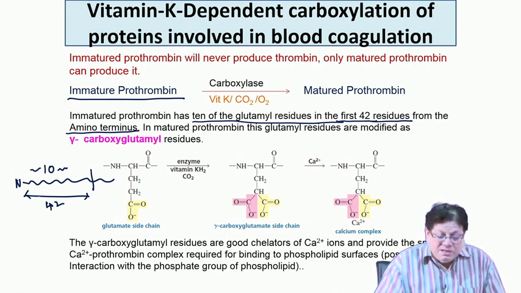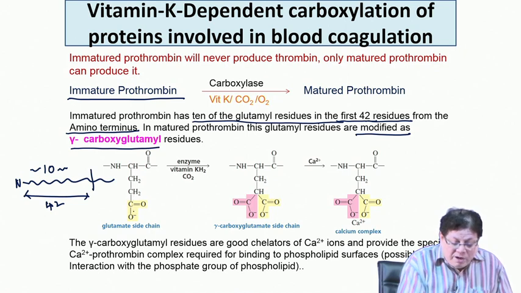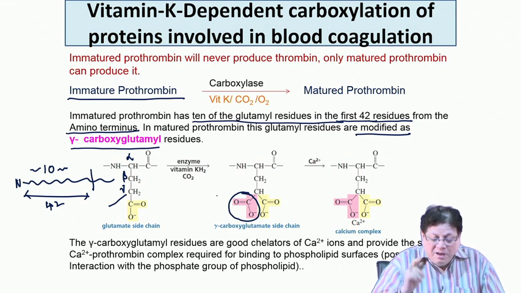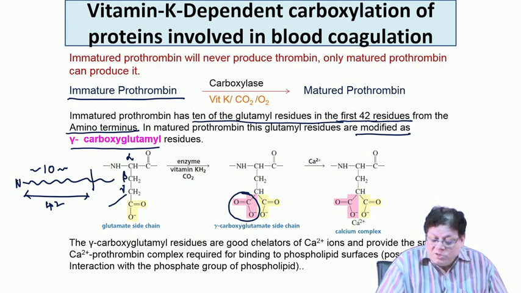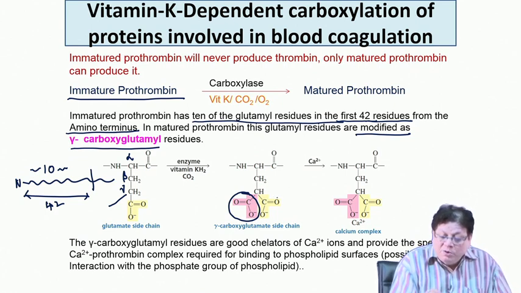These glutamic acid residues are modified into gamma carboxyglutamyl residues. Glutamic acid already has alpha, beta, and gamma positions, and already has a carboxylic acid as the side chain. In addition, in the presence of vitamin K, one of the hydrogens is replaced and you introduce another carboxylic acid group, present as the anion, and that makes a good complex with the calcium ion. This is what is called the mature prothrombin.